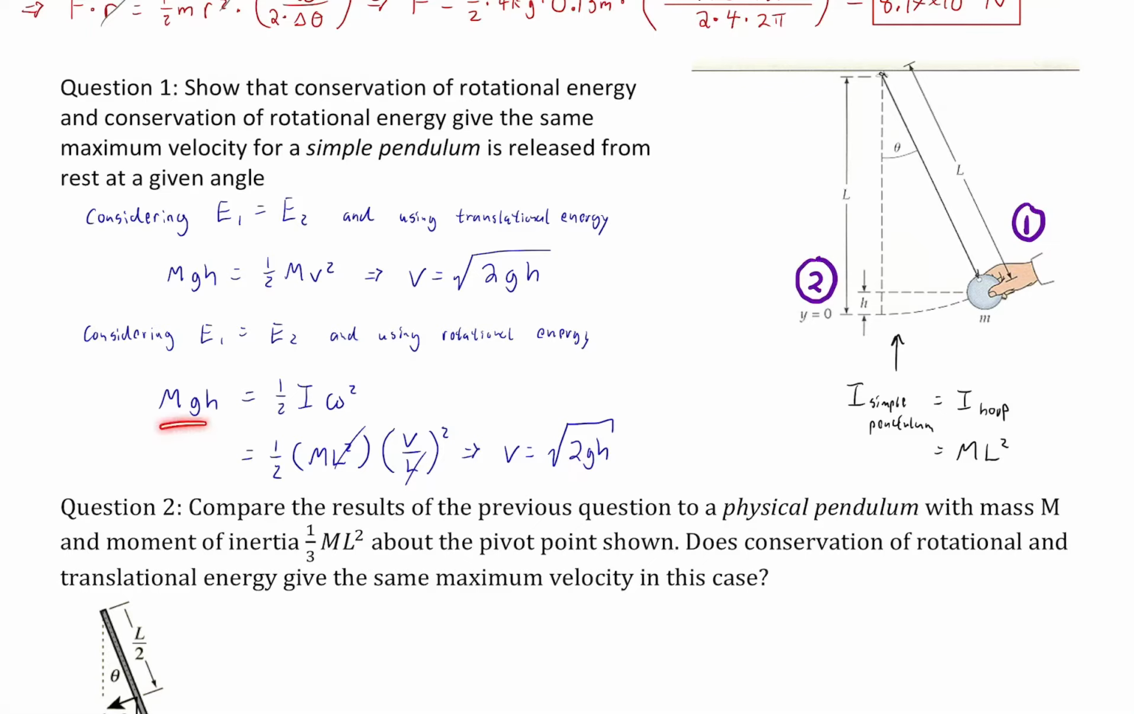So that is equal to mgh. The m's cancel on both sides. So then when we solve for v, we get the exact same expression. The velocity of the pendulum at the bottom is the square root of 2gh. So it doesn't matter which form we use.